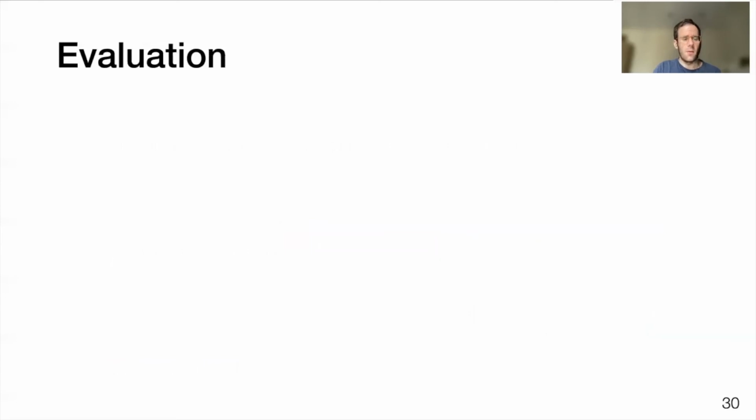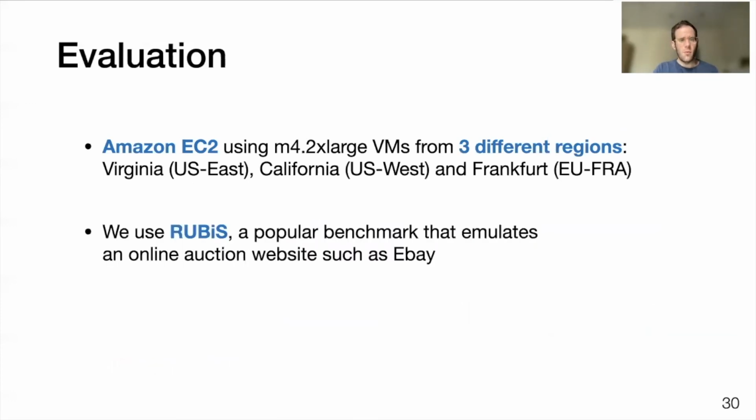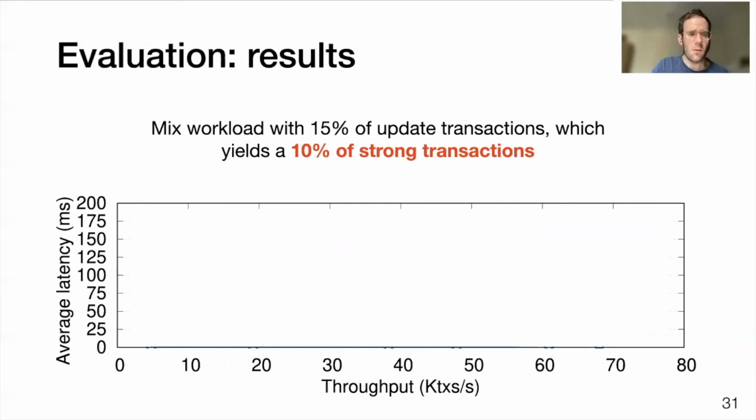Finally, I'm going to move to the evaluation. So we built our prototype in Erlang. We benchmark it in Amazon EC2 in 3 different regions. We use the RUBiS benchmark, which is a popular benchmark that emulates an online auction website such as eBay. It includes 15 transactions, out of which 4 transactions are strong, and declares 3 conflicts between them. So we use a mixed workload with 15% of update transactions, which yields 10% of strong transactions.